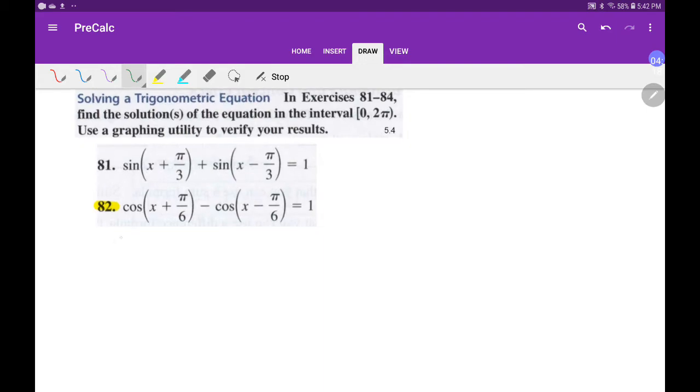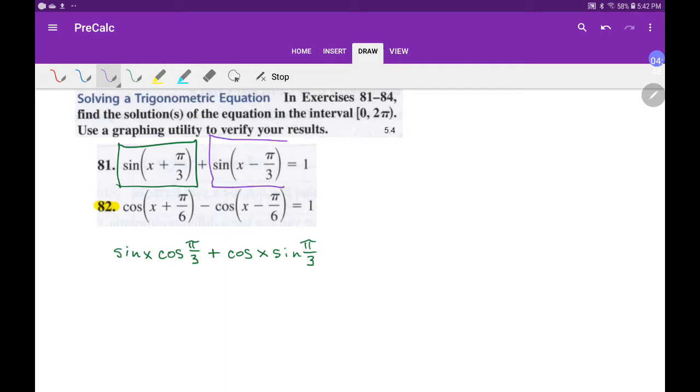We have the sine of u plus v. So let's see. That's going to be the sine of x, cosine of pi over 3, plus cosine of x, times the sine of pi over 3. Pi over 3 being 60, right? And then, okay, so that's that part right there. I'm doing that part in green. And then I'm going to do this in purple.